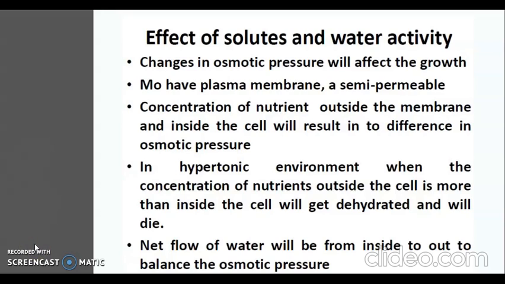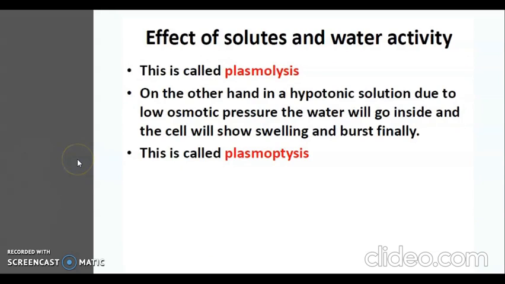When a microorganism is placed in a hypertonic environment, water leaves the cells into the environment, and the cell will get dehydrated and it will die. The net flow of water will be from inside to out to balance the osmotic pressure. So, in a hypertonic environment, when the water leaves the cells, this will lead to shrinkage of the plasma membrane, and it is termed plasmolysis, which subsequently damages the plasma membrane.